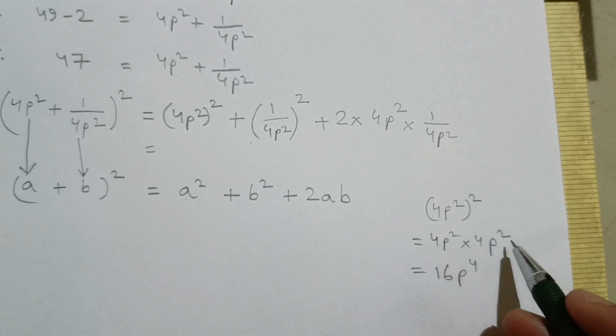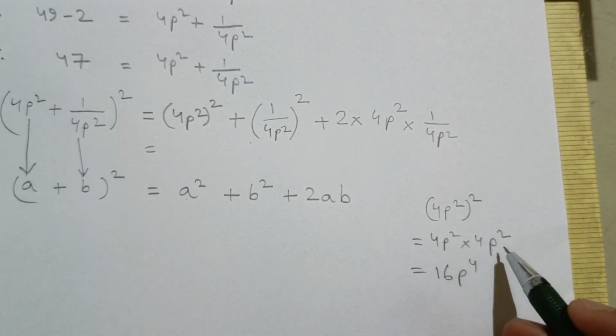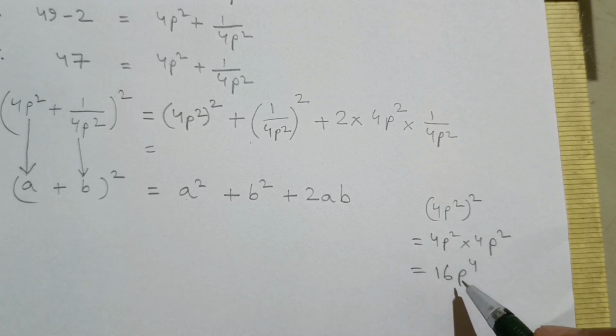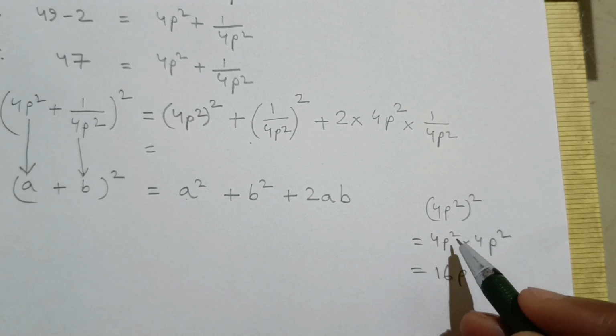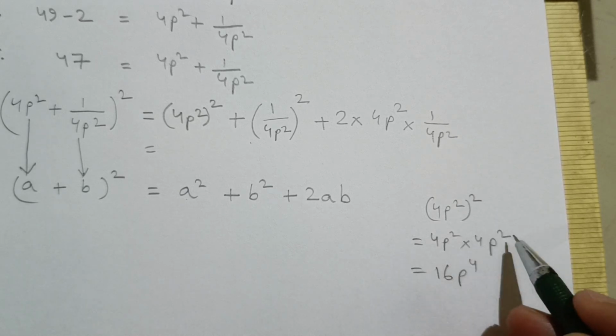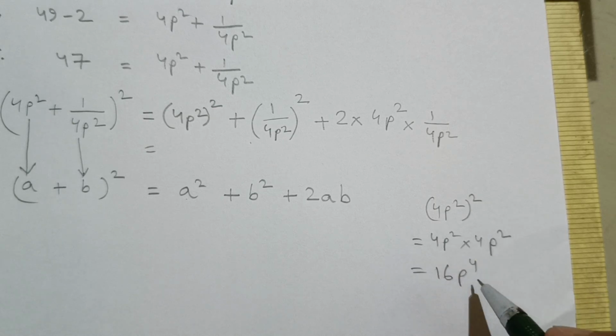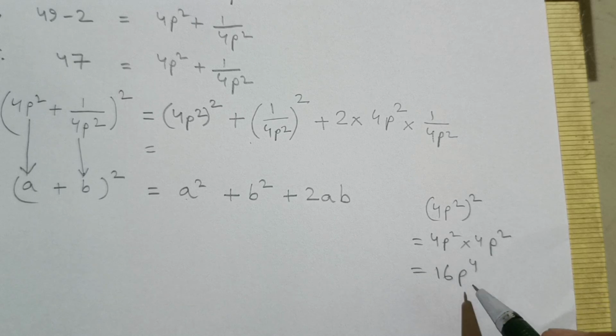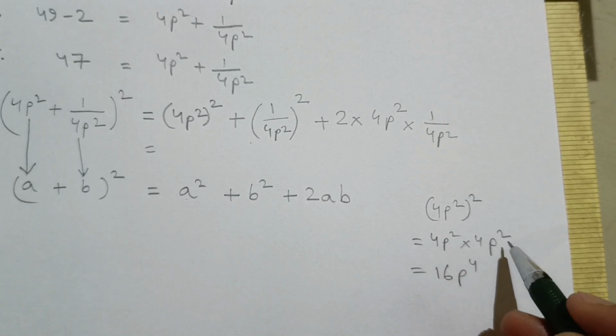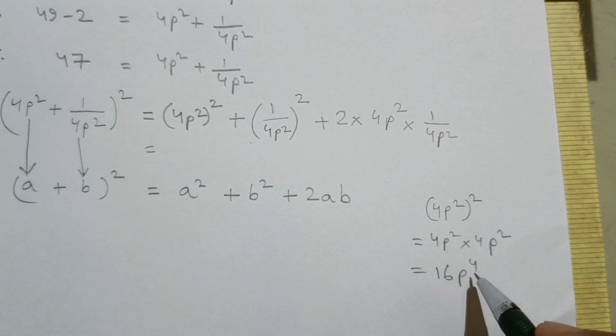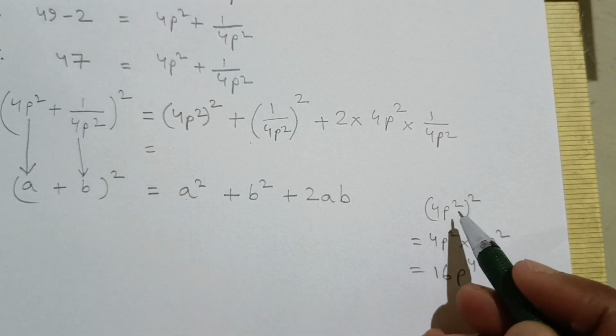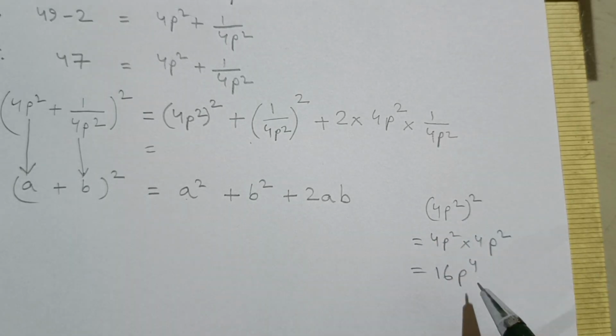Apply your knowledge of exponents. So p square multiplied to p square will be p to the power 2 plus 2. We add the powers, so 2 plus 2 is 4. So p to the power 4. So p square multiplied to p square is p to the power 4. So 4p square multiplied to 4p square is 16p to the power 4. So 4p square whole square is 16p to the power 4.